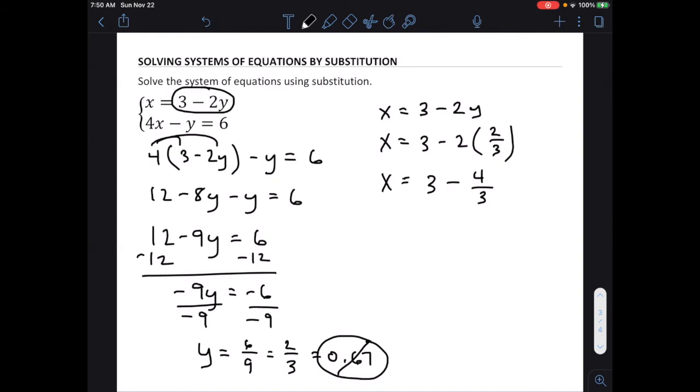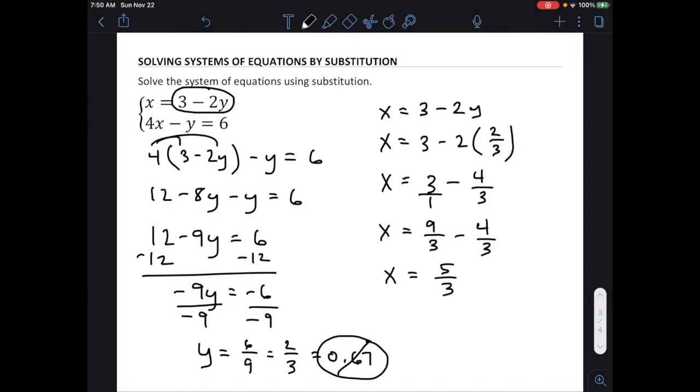And so now we need to find a common denominator so we can combine these two together. So with a common denominator, remember this is 3 over 1, so we're going to multiply that denominator by 3. That means we have to multiply the numerator by 3, so we have x equals 9/3 minus 4/3. So 9 minus 4 is 5, so we have x is equal to 5/3. Okay, so there we go.